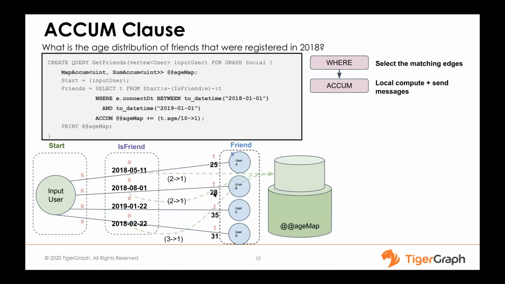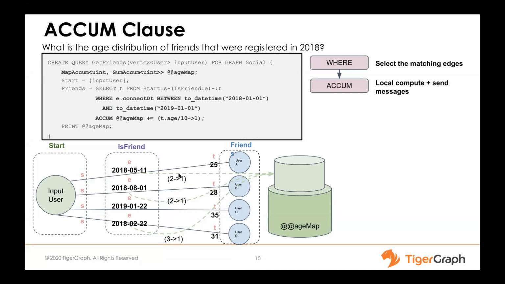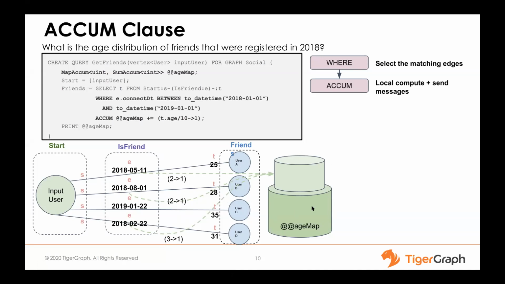For the second edge, the age of the user is 28, the age divided by 10 is also 2, and the user count is 1. For the third edge, the age is 31, so the age bucket is 3, and the user count is 1. These are the results of the map phase. Then these are sent to the global accumulator, which is stored outside the graph in the global memory, right?